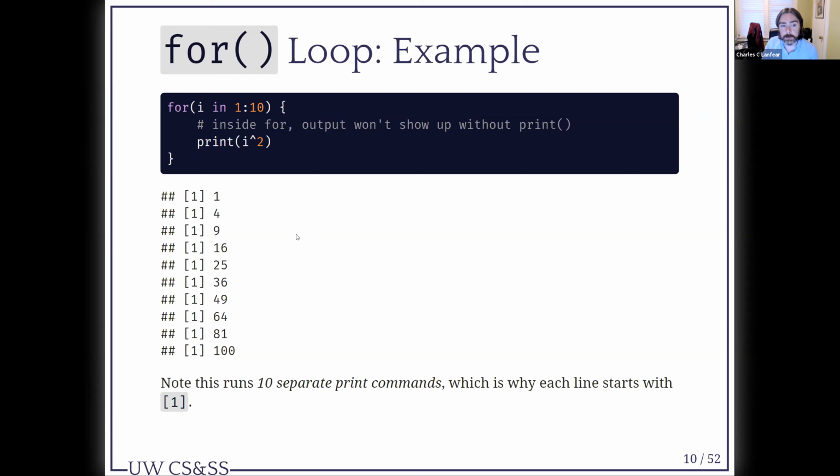Okay? So this is running 10 separate print commands. That's all the loop does. It runs something once for every value that you're looping in. Does that make sense? Any questions about that?